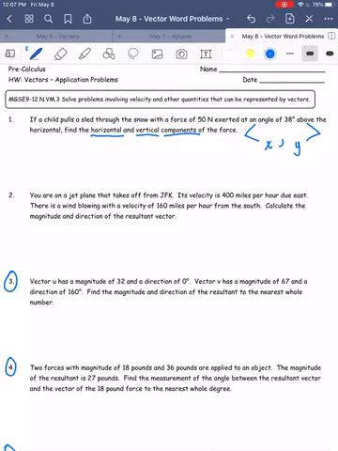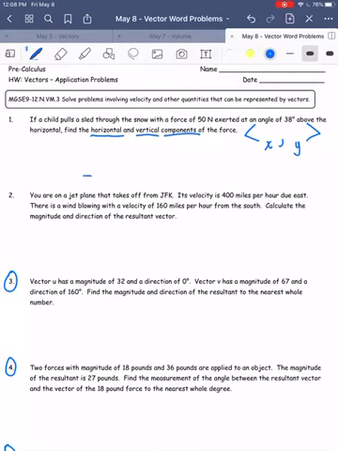So the reason that this problem and the next problem are a little different from the ones that we've done thus far is that we don't have 2 vectors in this problem, like acting on an object or anything. We just have 1 vector. So we have the child pulling the sled. So it's an angle of 38 degrees above the horizontal.